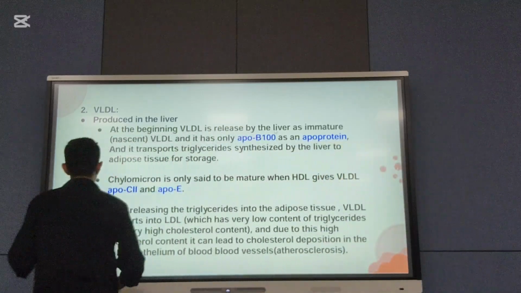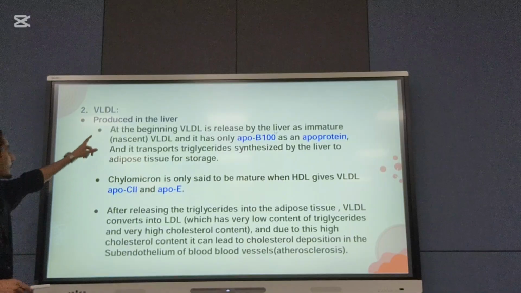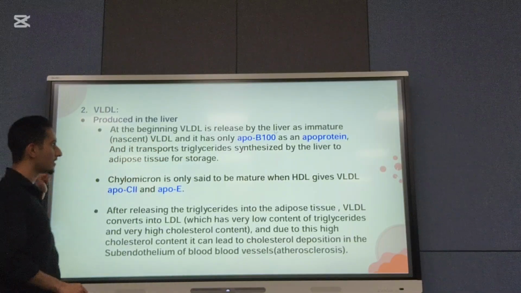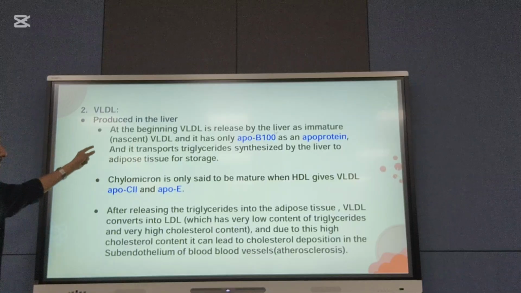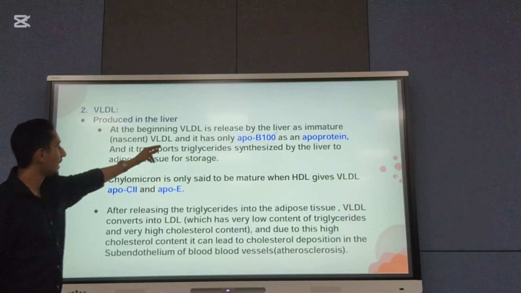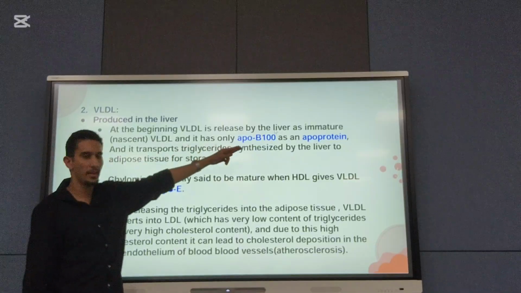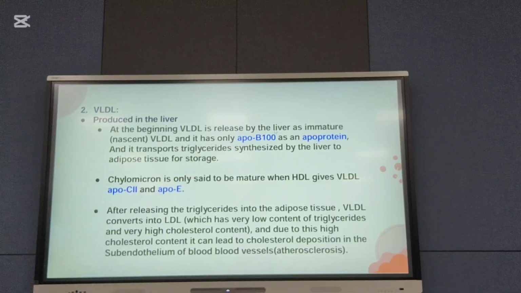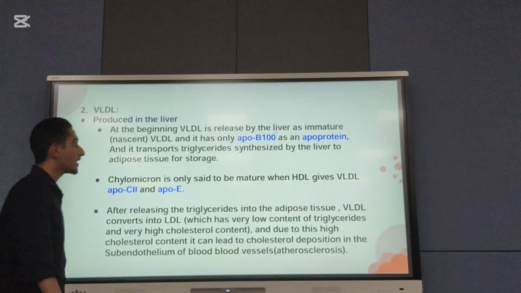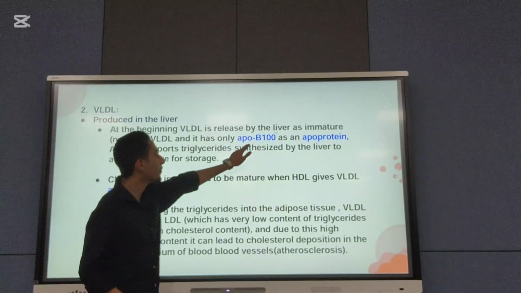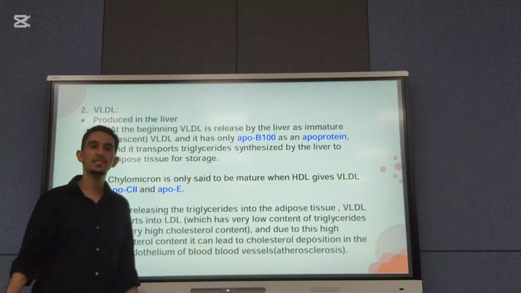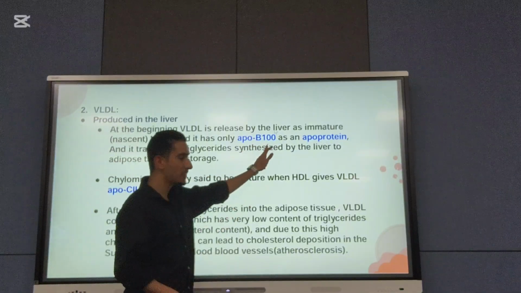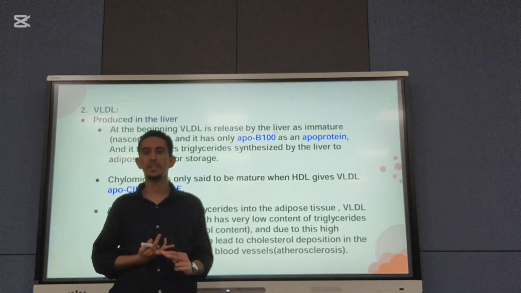VLDL instead is produced in the liver, as a contrary of the chylomicron which was produced in the small intestine. طبعا, at the liver, at the beginning, the VLDL is released by the liver as immature. Similar, exact same thing to chylomicron, immature. And it has only apoprotein B100. What's the difference between VLDL and chylomicron? VLDL, apo B100, chylomicron B48.